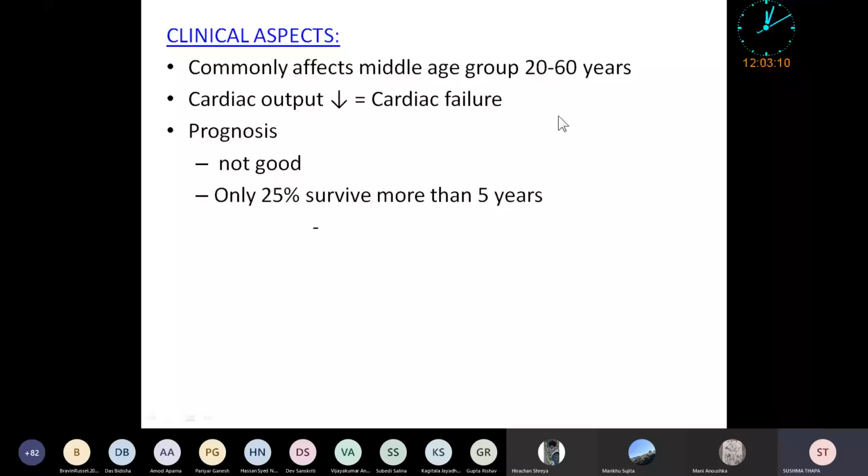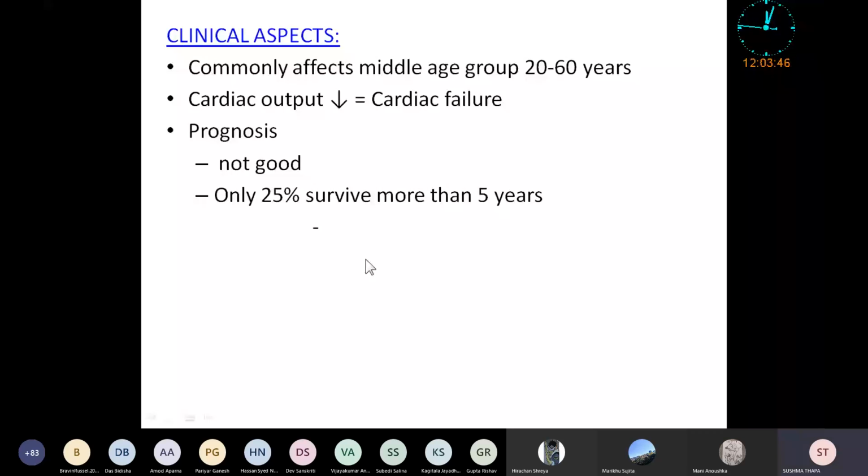Since the chambers are dilated and congestion is there, cardiac output is decreased because of the systolic dysfunction. The heart cannot pump the blood. There is no contraction. Okay, because of that, there is a decrease in the cardiac output. Later on, it may lead to cardiac failure. Prognosis depends, but it is not good. Usually only 25% of the cases survive up to 5 years.